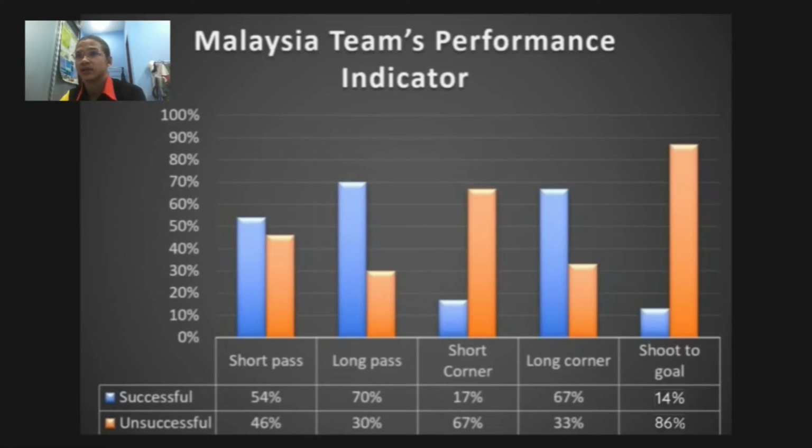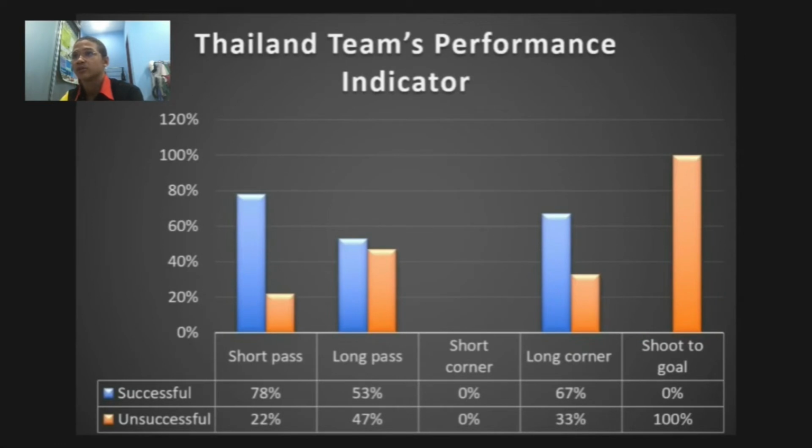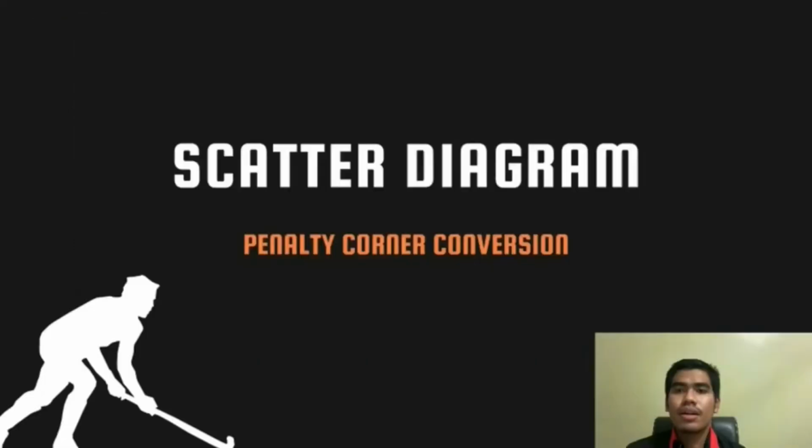We can see it clearly in both graphs that they have different successful and unsuccessful percentages, and the total performance indicator is more to Malaysia, and logically Malaysia won the game. Okay, next we proceed with the scatter diagram.